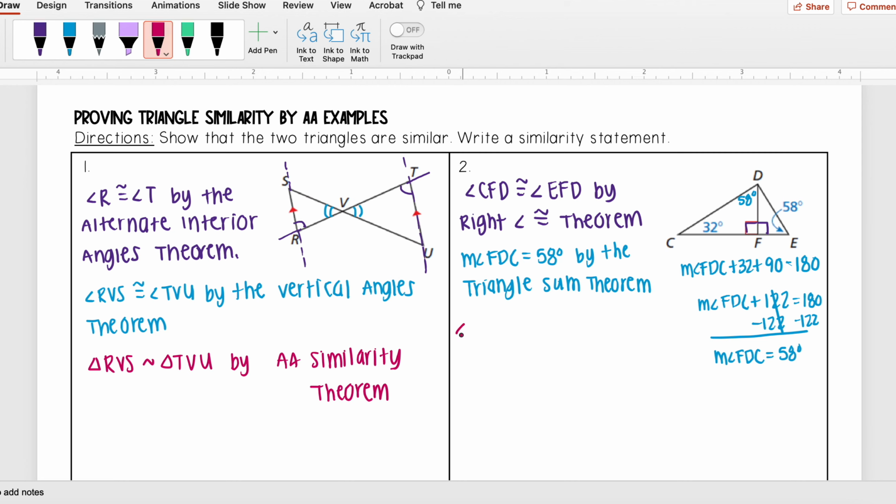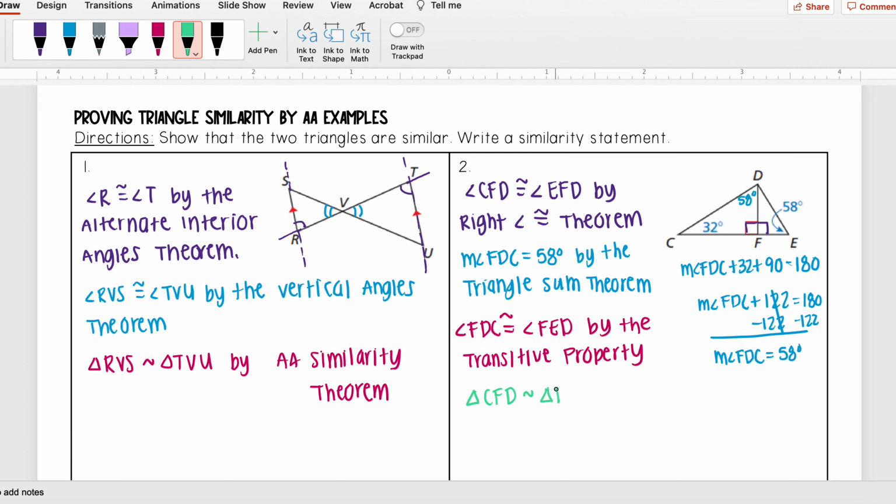And so that means that angle FDC is congruent to angle FED by the transitive property. So that means that triangle CFD is similar to triangle DFE by the angle-angle similarity theorem.